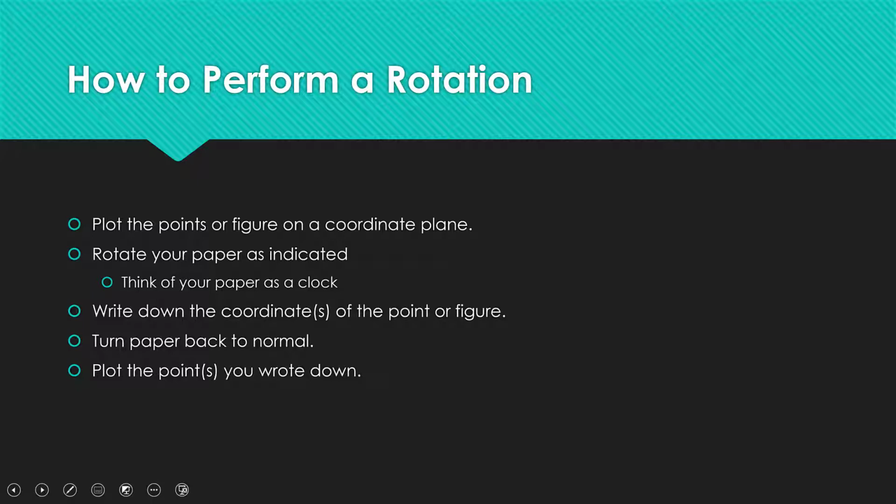So how to perform a rotation? First, we're going to make sure our points are plotted on the coordinate plane, and then we're going to actually rotate the paper. We're going to think of our paper as a clock when we rotate these. We're going to write down the new coordinates, and then turn it back to normal and plot those. So let's see how this looks in action.